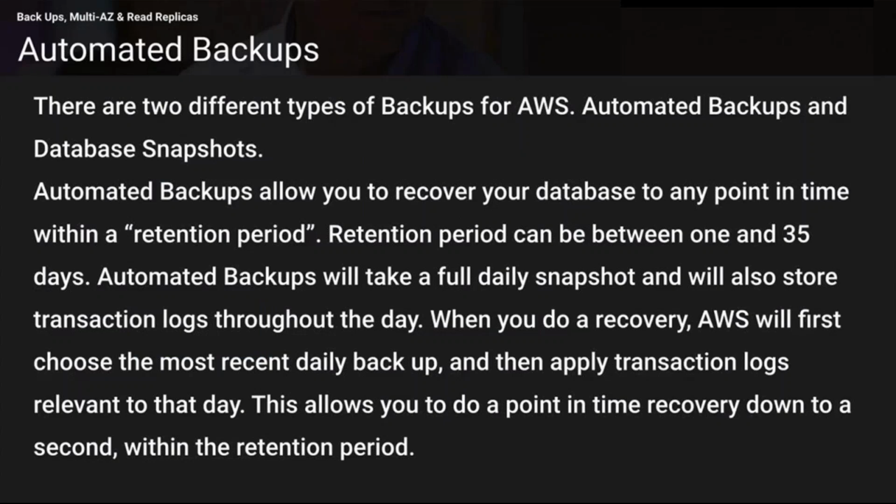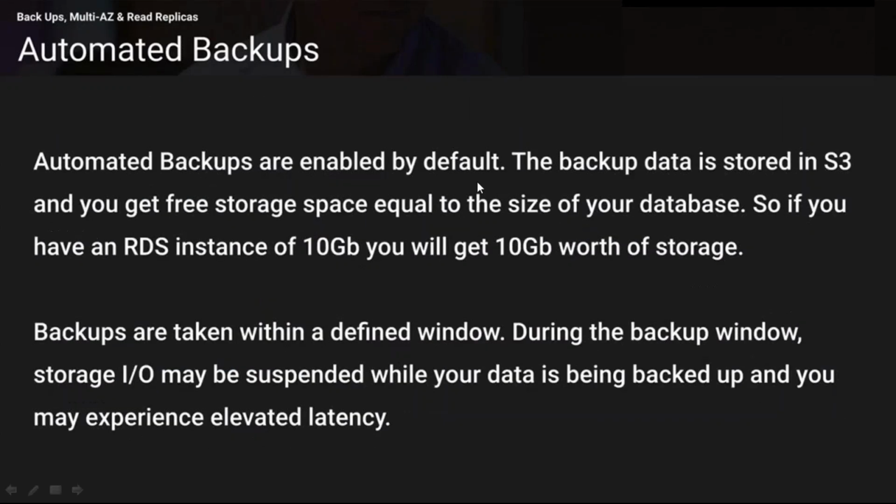Automated backups are enabled by default. All you have to do is mention the retention period and the automated backups will be automatically enabled. The backup data is actually stored in S3 and you get free storage space equal to the size of your database. So if the size of your RDS instance is 10 GB, then you get 10 GB of storage space in S3 for free. And the backups are usually taken within a defined window, so you should always define a window for the backup.